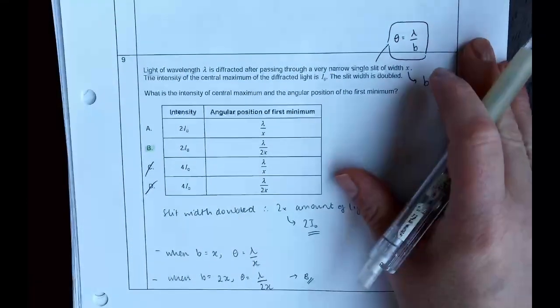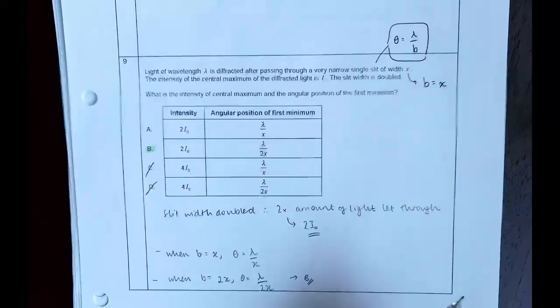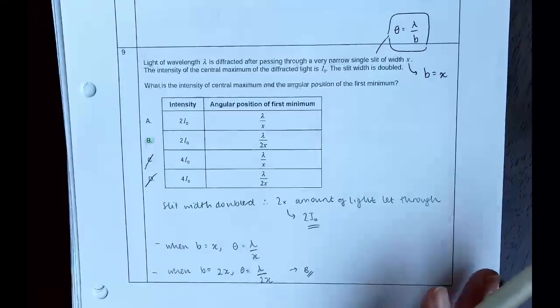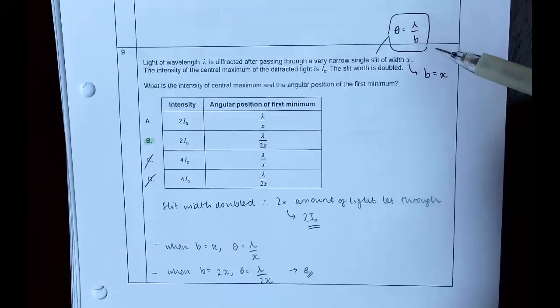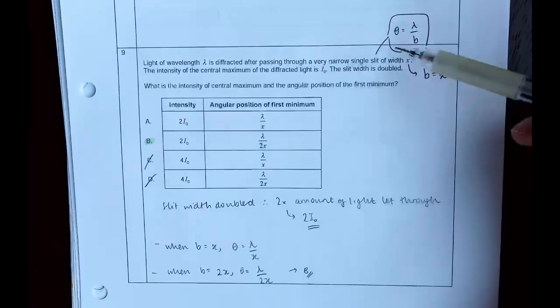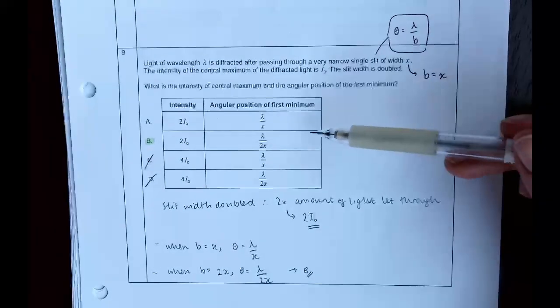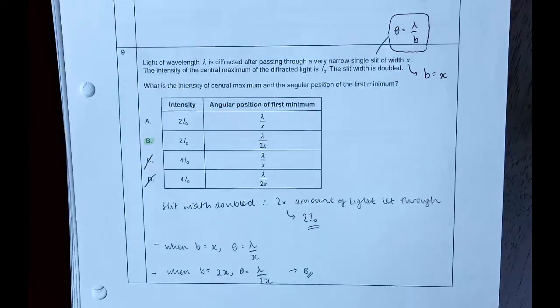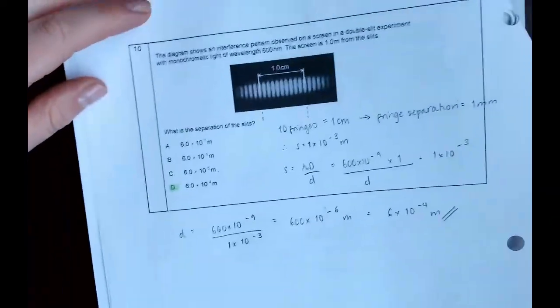And then obviously B has doubled, so theta is going to have halved. So that gets me, sorry, ignore me, not theta. Start again. So if the slit width doubles, B doubles, which means that this whole thing halves. Theta, the angle to the first minimum, is now going to have halved, and so that gets me to B there.